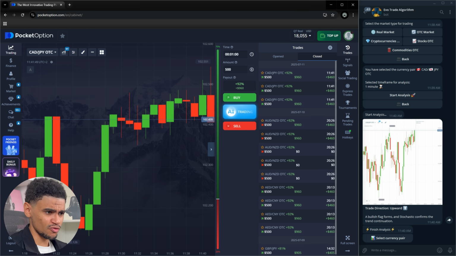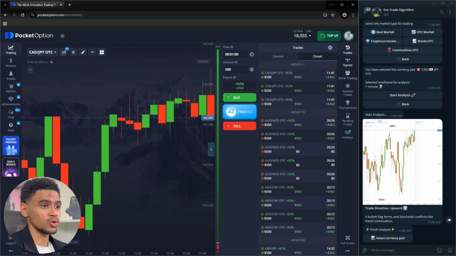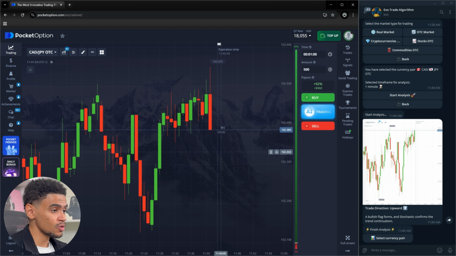Yesterday we had a bit of a rough trading session, but we got some money, and that's all that matters. So there we have it. And now let's continue. And as you can see how close that was, but the robot predicted the timing perfectly.